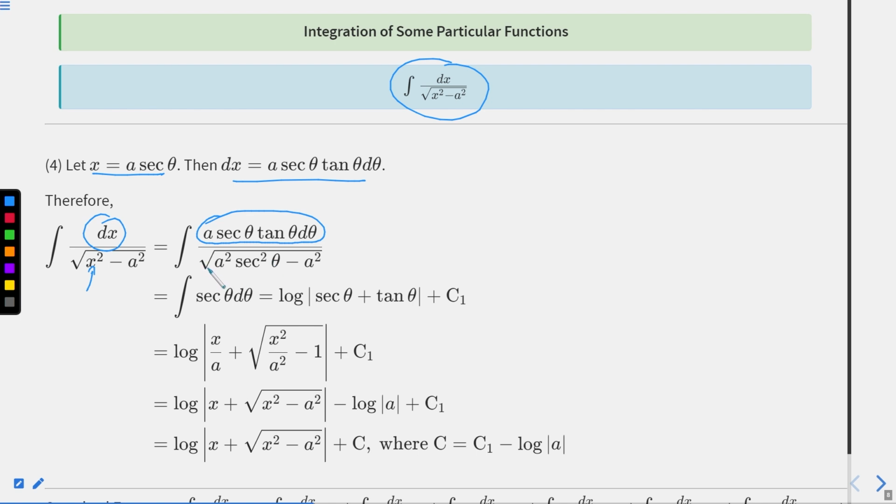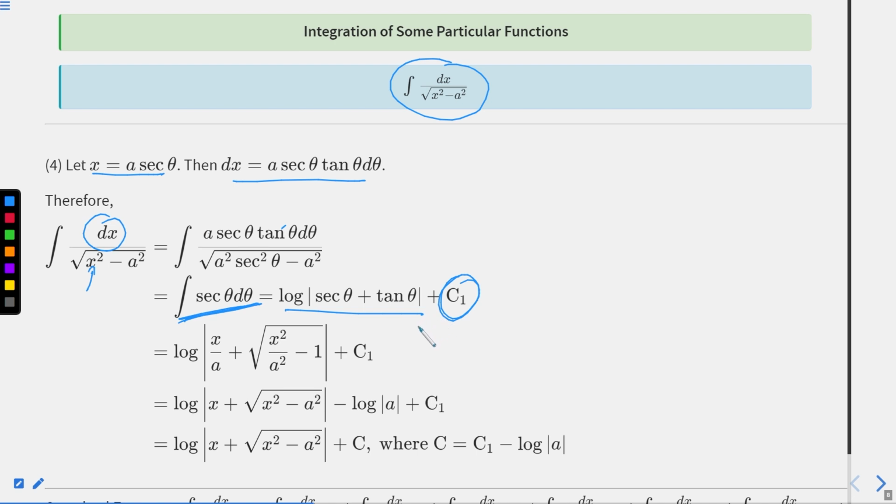Now in the root, what you have is (a tan theta) whole square. This means the root can be removed easily. So in the denominator you are only left with a tan theta. Now this a and this tan theta will be cancelled. So you are only left with the sec theta d theta term. That's it. And you know the integration of sec theta. The direct integration for sec theta is log of sec theta plus tan theta plus some constant. Okay, clear? Plus some constant we are taking.